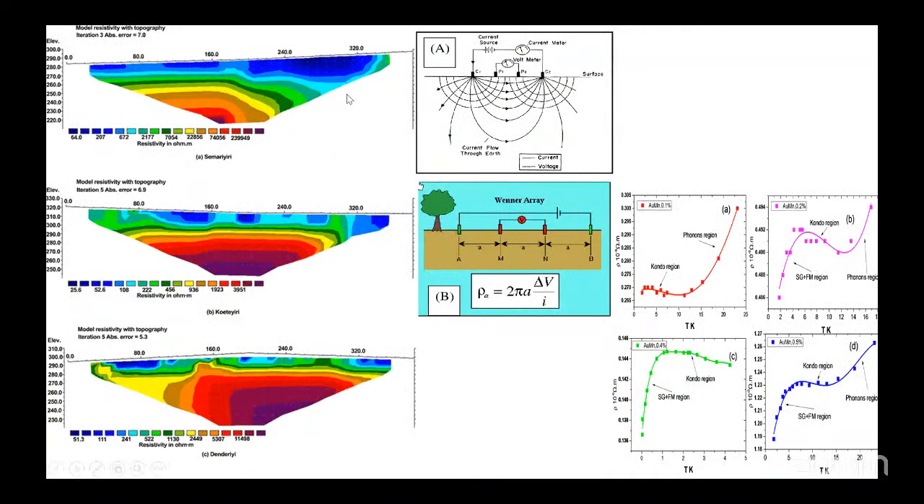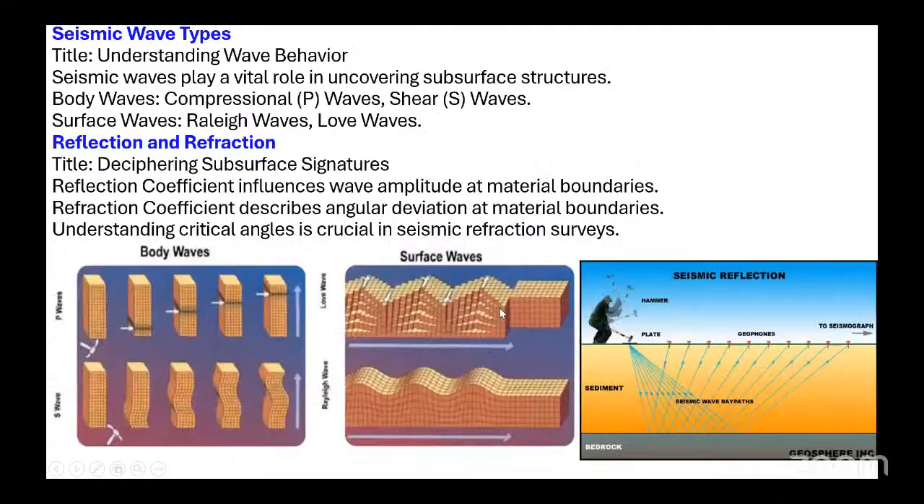And these are the different types of data: processed data images of resistivity tomography and different types of resistivity curves. This is the Wenner array and this is the Schlumberger array, which may be useful in groundwater exploration methods. And these are the seismic wave types, which are also helpful in the exploration of groundwater.